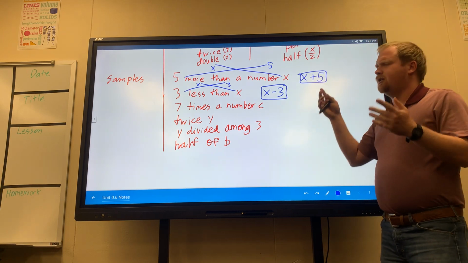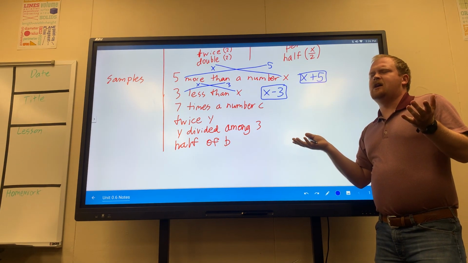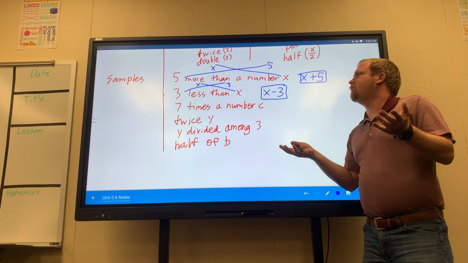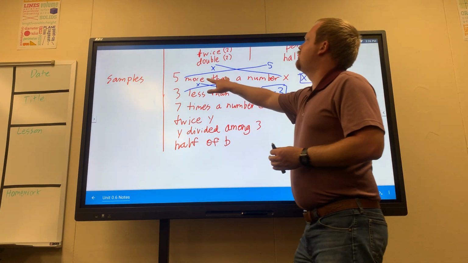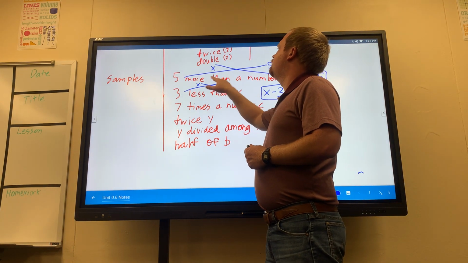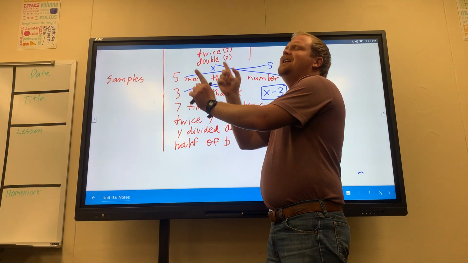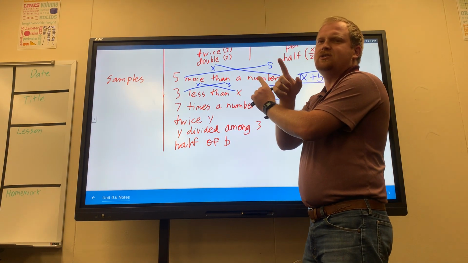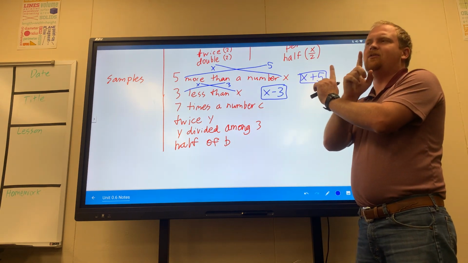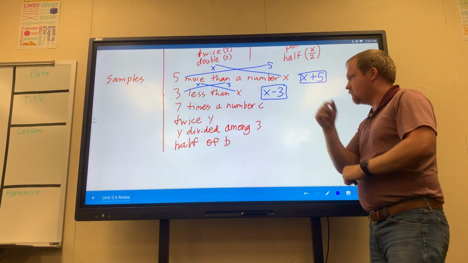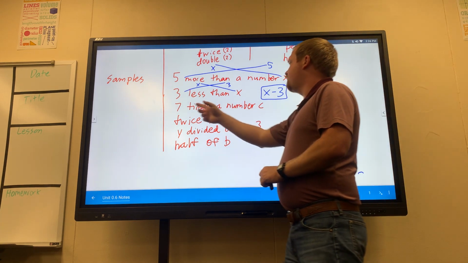Now, on the other hand, x plus 5 is technically the same thing as 5 plus x. But I want y'all to understand that when it says more than or less than, I need to switch the values, I need to switch the numbers and put add or minus accordingly. Okay? So now let's look at this one.